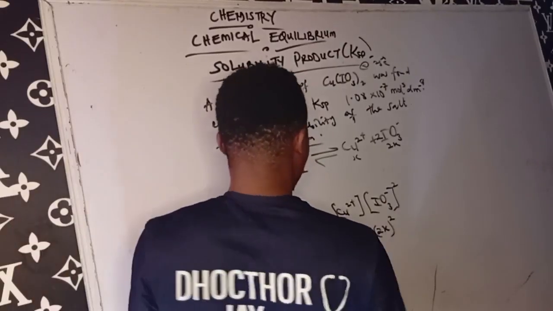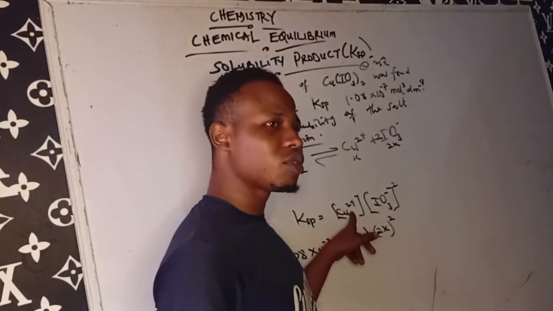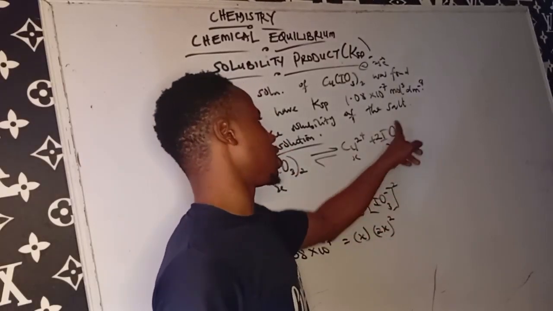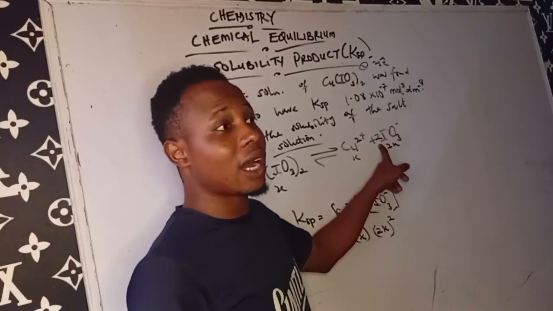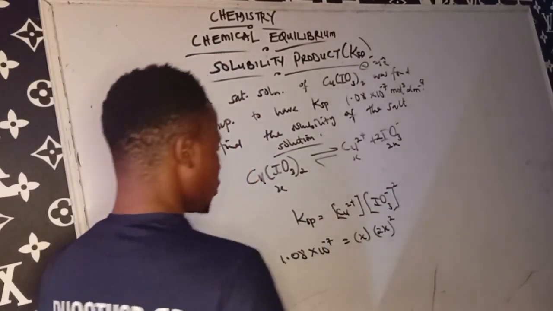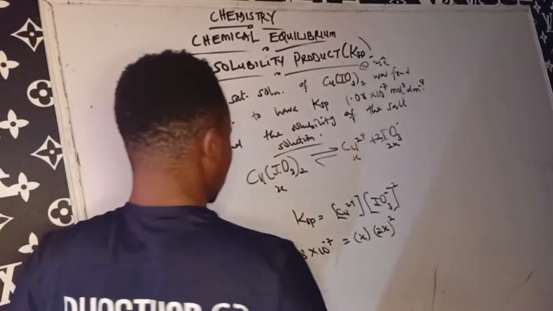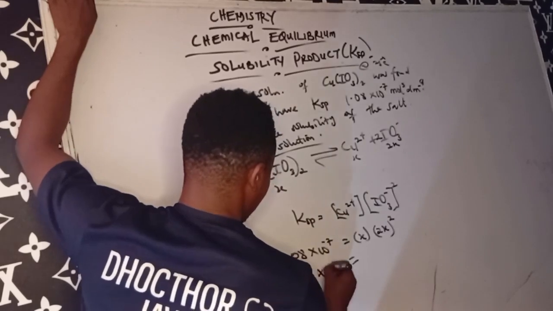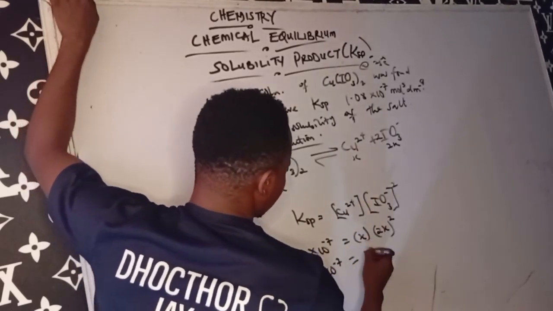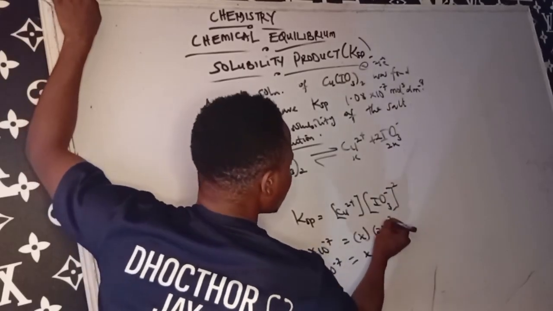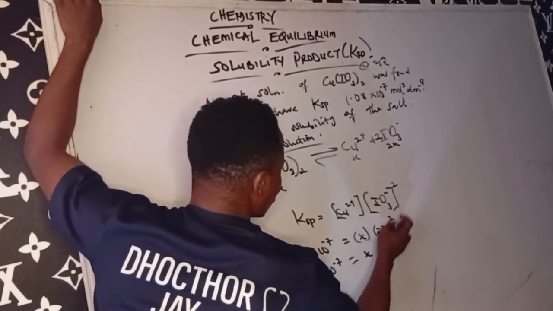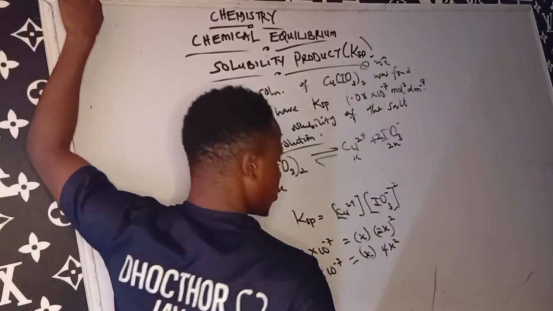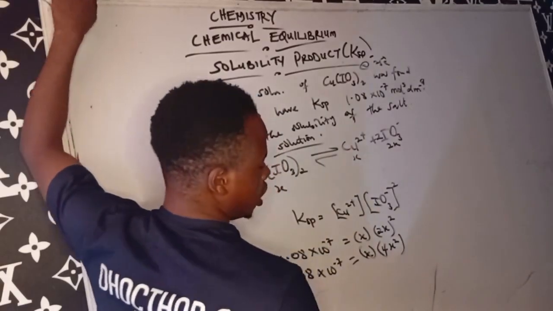This is where most people get it wrong. They assume that no, if this one has 2+, it should be 2x squared. No, this 2 is not by virtue of the charge, it is by virtue of the number of moles that we have in our equation. So the next thing now is expand this. What do you have? X is here, (2x) squared. Don't make the mistake of putting the square inside the bracket. It's for everything. So 2 squared is going to be what? 4. X squared is going to be what? X squared.